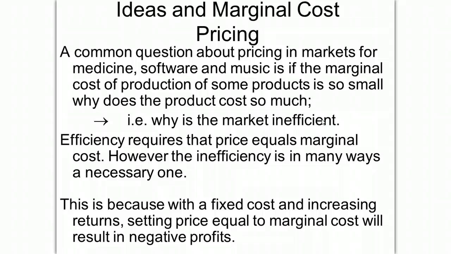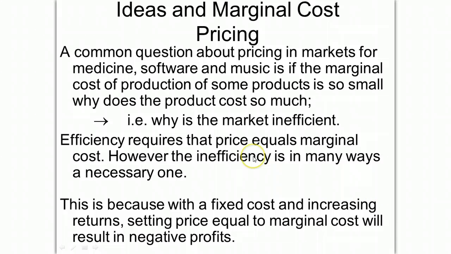In a market that's perfectly competitive, price will equal marginal cost. What the firm will get is a normal rate of return for producing the product. But why in markets for medicine, software, music, and other areas is the difference between price and marginal cost so large? Why does the cost of producing each extra unit stay so low while the price is so high?